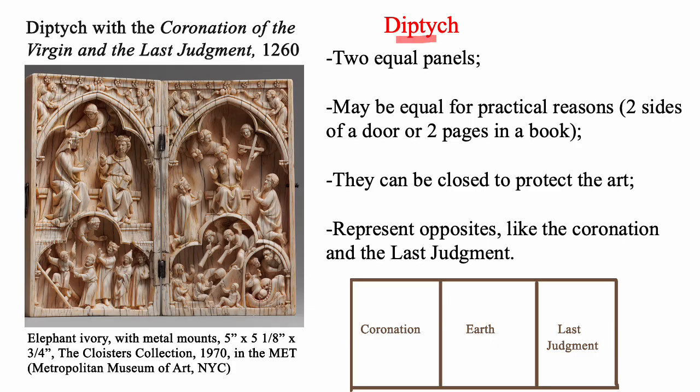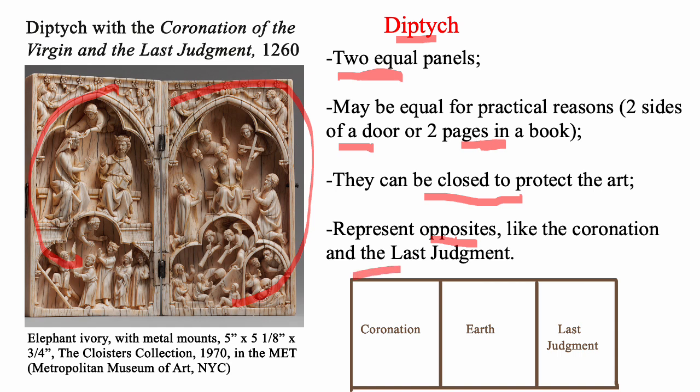A diptych has 2 panels, and often they're equal for practical reasons, like they could be 2 sides of a door or 2 pages in the book. And sometimes they are closed to protect the art. Now, since these 2 are equal, neither one is dominant, so instead they represent opposites, with the coronation on one side and the Last Judgment on the other.